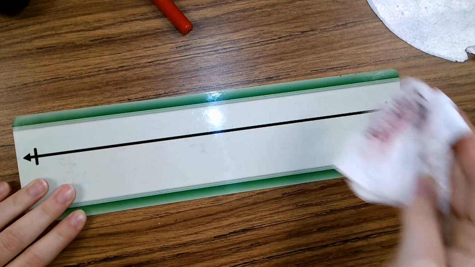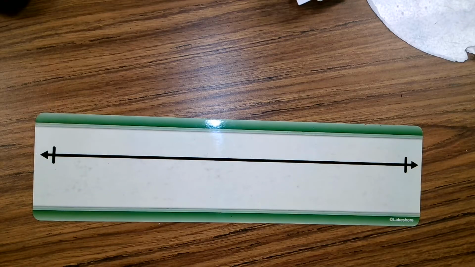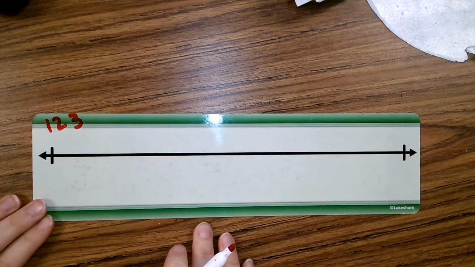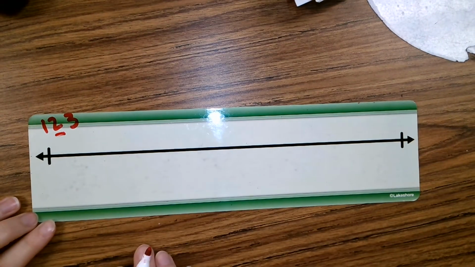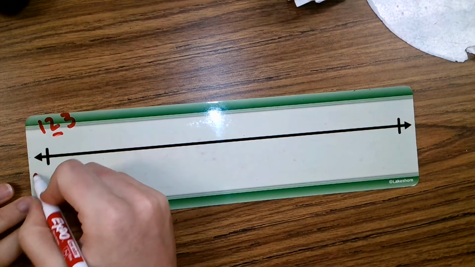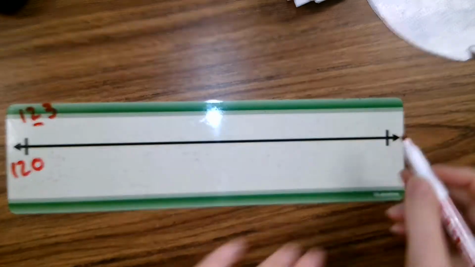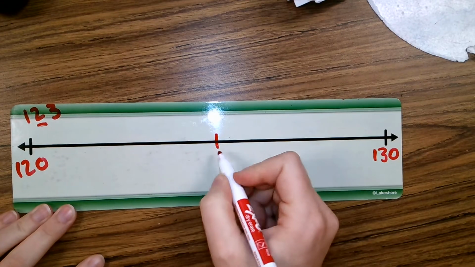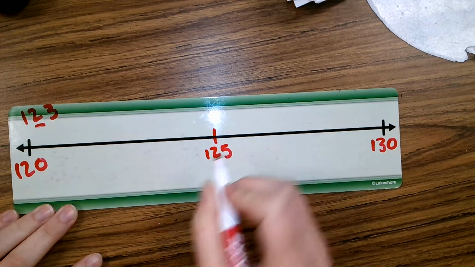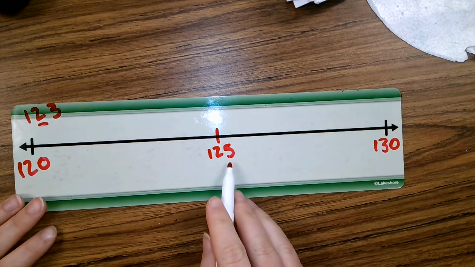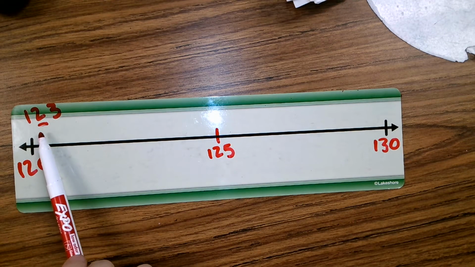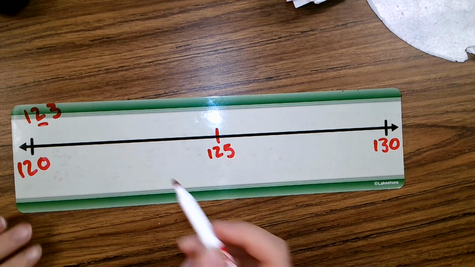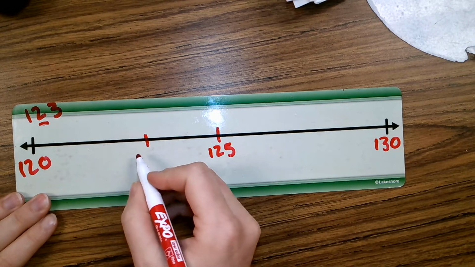Okay, so let's erase that, get it all nice and clean. Our next number is 123. Looking at our tens place, the two tens that it's between are 120 and 130. Okay, finding our halfway point, 125. It's halfway between, ends in a 5. Now we're going to plot our number that we're rounding. So 123 is going to go about here on our number line.